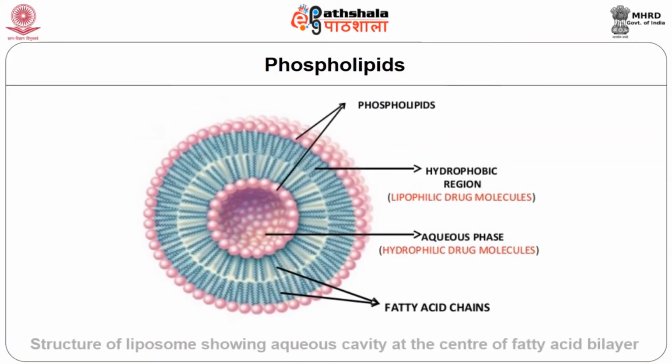I am sure in the earlier modules we have time and again reiterated the importance of phospholipids as components of the lipid bilayer membrane. But now we are going to see their additional properties: the micellar nature, the liposomal structures they form, and the emulsions. That is the structure of a liposome showing the aqueous cavity at the center of the fatty acid bilayer. A bilayer of such amphipathic lipids is regarded as the basic structure of biological membranes.